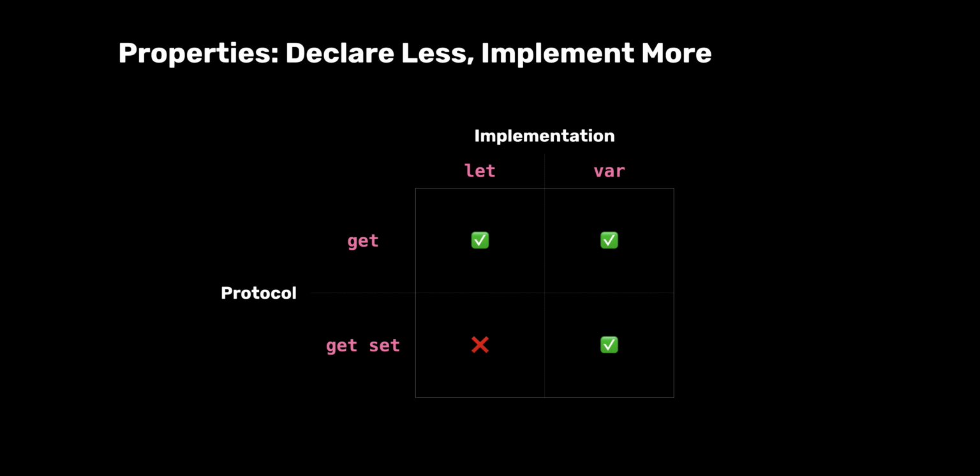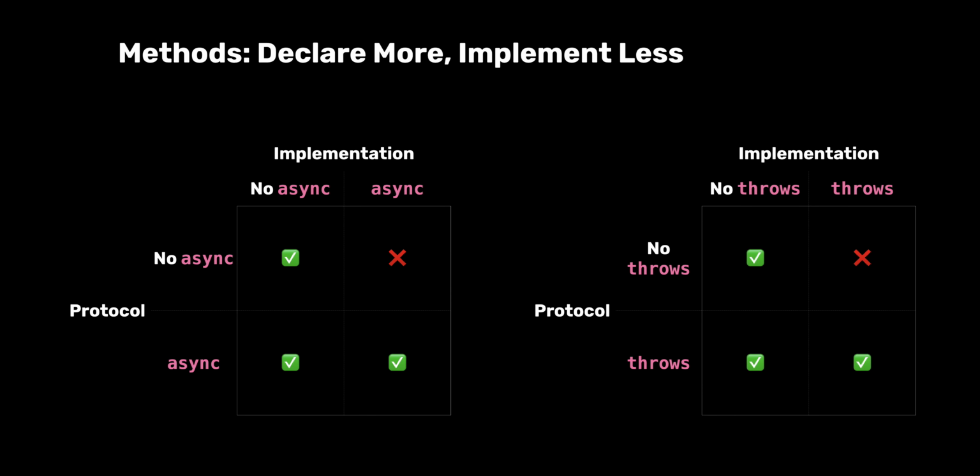With properties, you can declare less but implement more. The protocol can require only read access, but the implementation can still be mutable. With methods, however, it's the other way around. For instance, if the protocol doesn't say that the method is asynchronous, then your implementation can't be async either. But you can declare more and implement less. A throwing method in the protocol can be implemented as a non-throwing one, and an asynchronous requirement can be implemented by a synchronous method. Let's put all of this into practice.